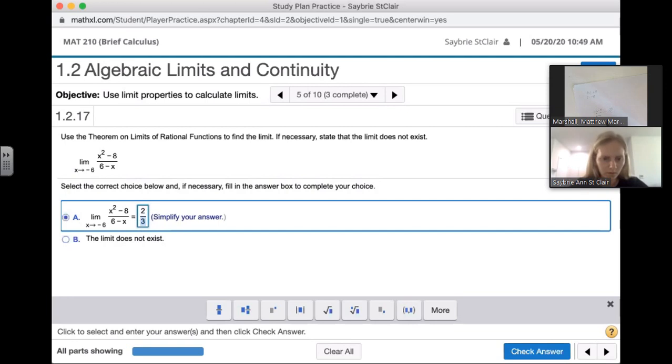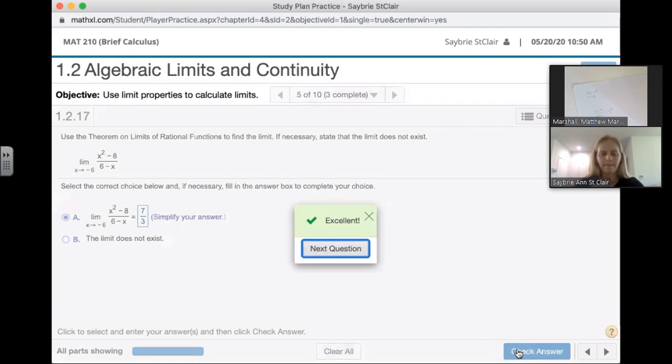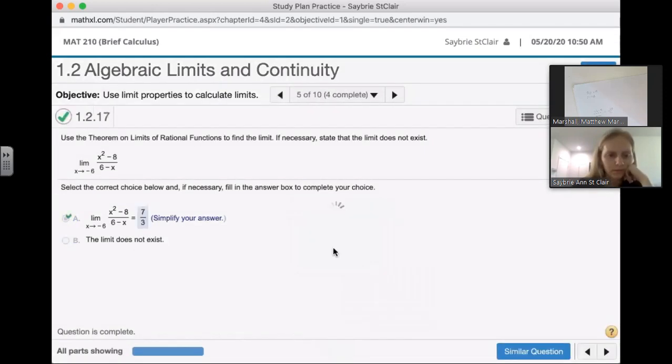Wait, 4 goes into 28. So 7/3, I think. Yeah. I think that should be good. So again, just plugging in numbers.